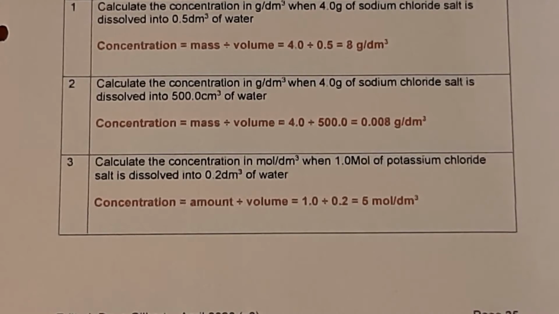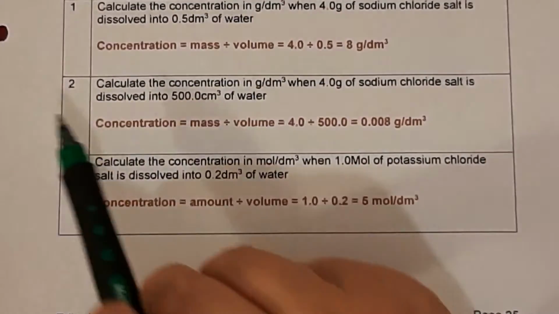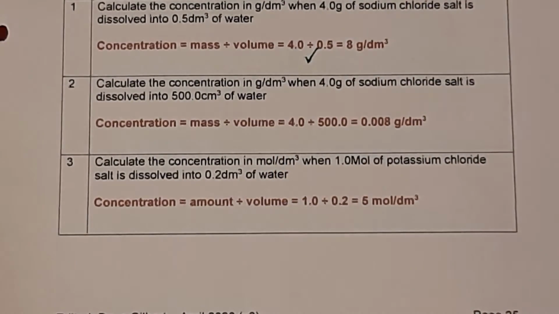Okay, so let's mark those. Each of these questions is going to be worth at least 2 marks. Some might be worth more. So first of all, question 1, you get 1 mark for writing 4 divided by 0.5 and 1 mark for coming up with the answer of 8.